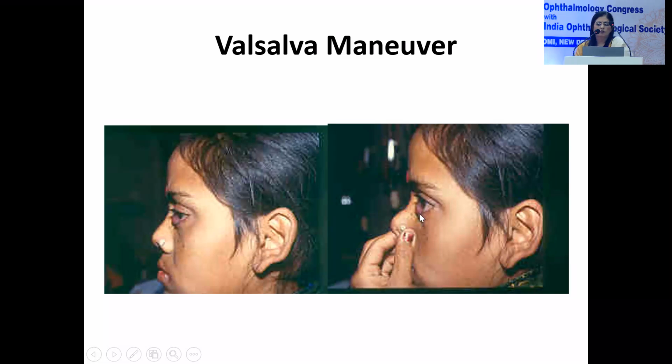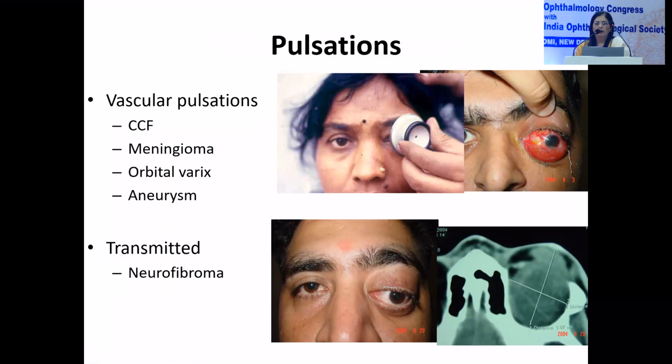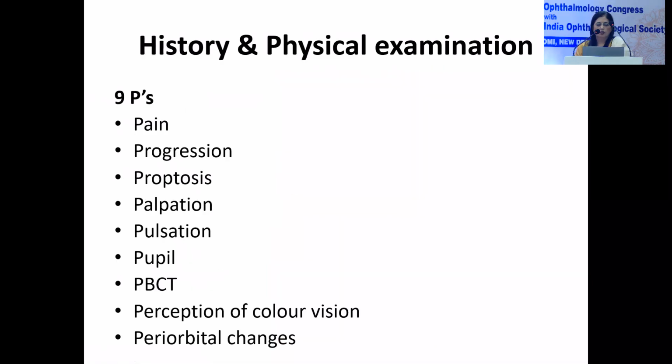This is an example of varices. It shows the increase in proptosis. Auscultate for any pulsation. It can be a vascular pulsation, or transmitted, as in cases of neurofibroma due to a defect in the sphenoid wing. So all these points are required depending upon what you are dealing with.